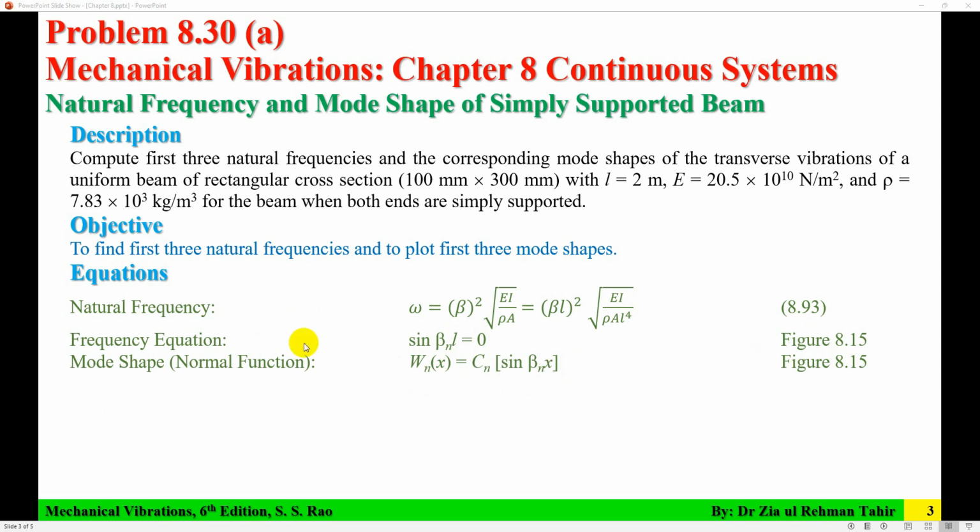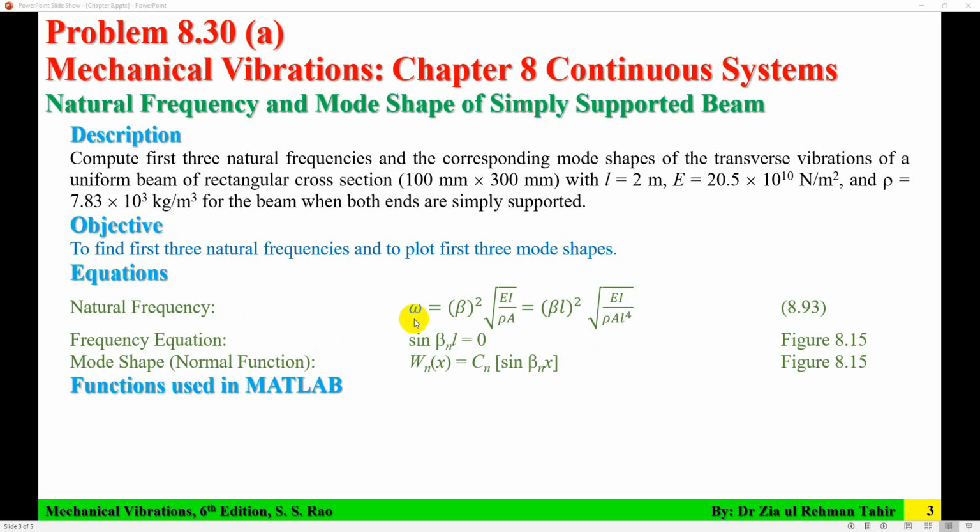So how to tackle this one? First we need to solve the frequency equation for the first three modes. By solving the frequency equation, we will get its roots in terms of beta L. Once the first three roots of beta L are computed, we substitute in this equation, or once you have beta L, divide it by length to get beta. Both of these equations can be used. Once we have beta, the mode shape can be plotted, where x is from 0 to L.